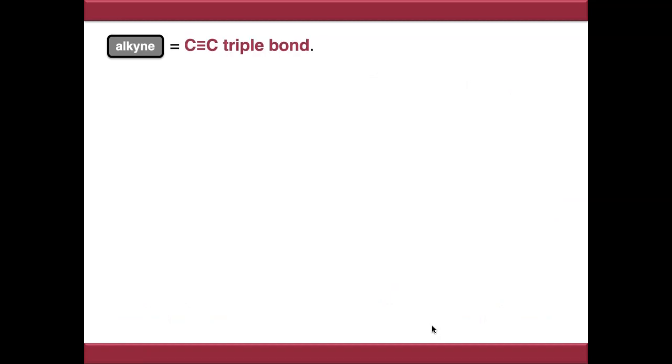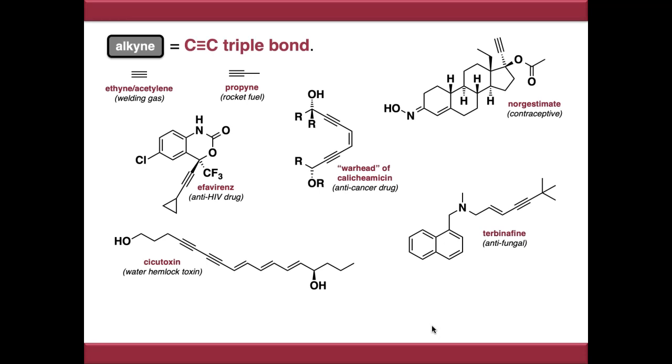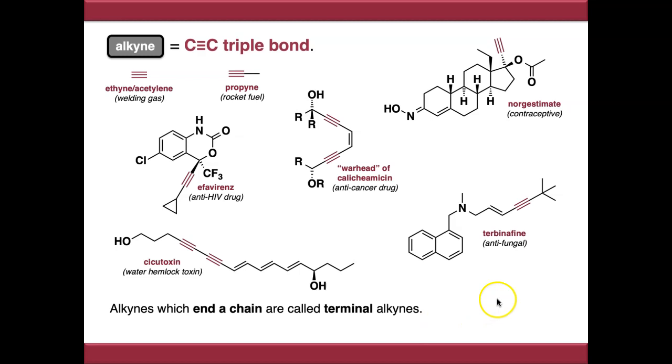So onto alkynes. Alkynes are a carbon-carbon triple bond. So here are some examples of alkynes, and I've just highlighted in purple the alkyne functional group. So alkynes which end a chain, this is just a nomenclature issue, are called terminal alkynes. So for example, this alkyne over here would be a terminal alkyne. This alkyne over here is a terminal alkyne. All the other ones here are internal alkynes.